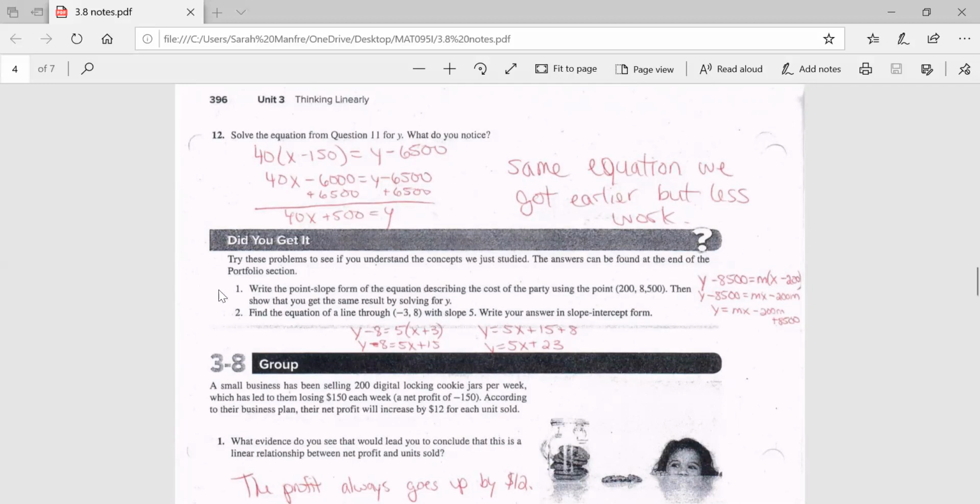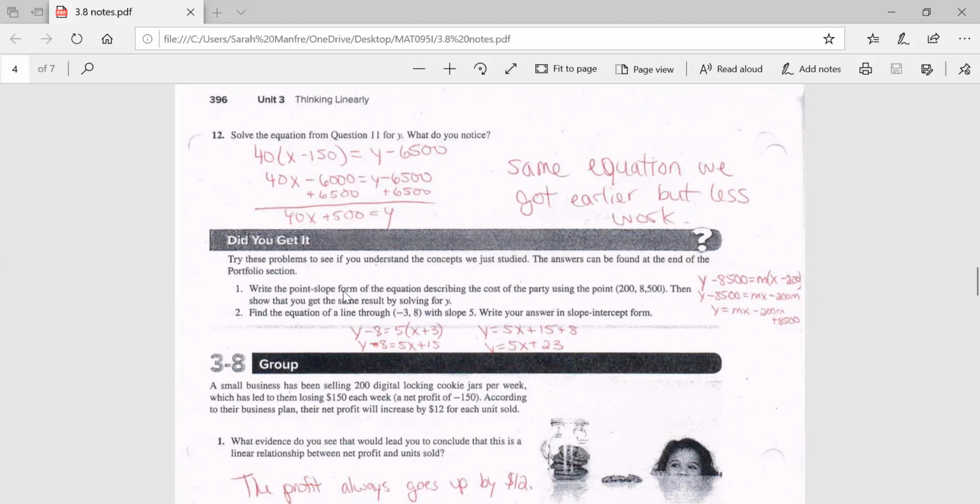All right, so here's "Did you get it?" I think it's important to do a bunch of these problems, and you're going to see a lot of these problems in ALEKS as well throughout this week. So make sure you do those and use this information to help you.